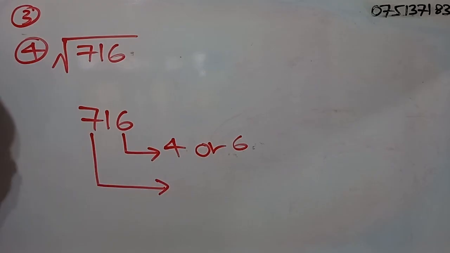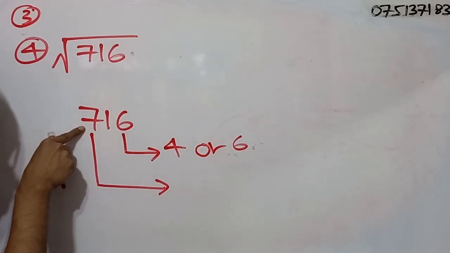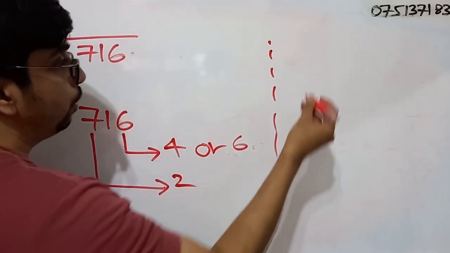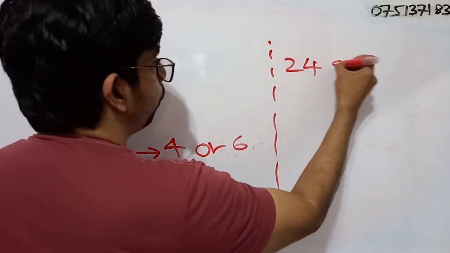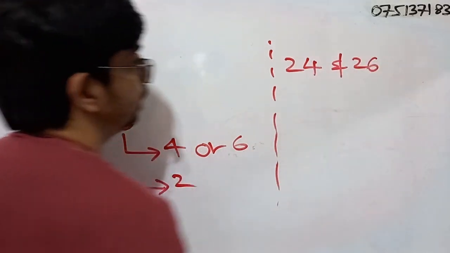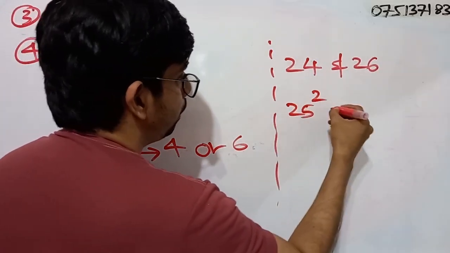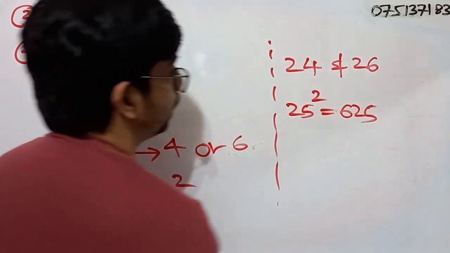Digit on the hundreds place is what? 7. So what's the nearest perfect square which is less than 7? 4. So we will consider the square root of 4, which is what? 2. So what are the possible two numbers? 24 and 26. If we take the square of 25, we get 625.